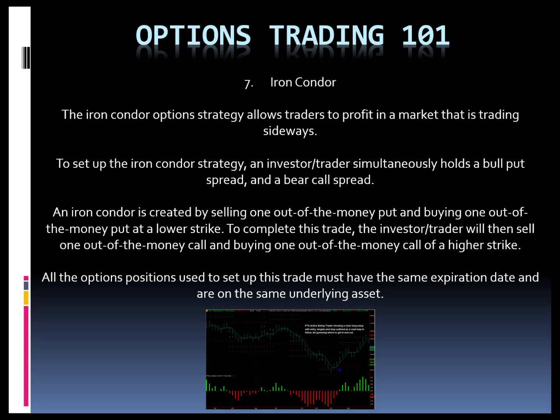To complete this trade, the investor will then sell one out-of-the-money call and buy one out-of-the-money call of a higher strike. All the option positions used to set this trade must have the same expiration date and are on the same underlying asset.